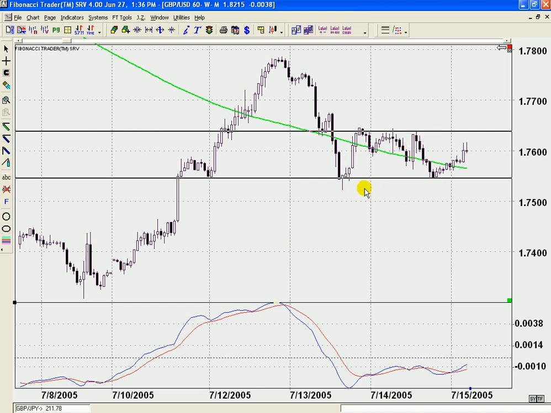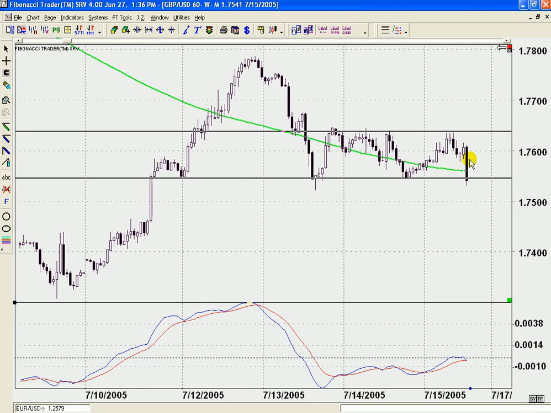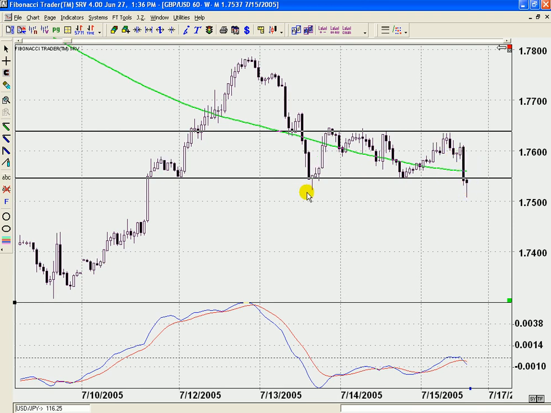Daily high, daily low, price comes up, bounces at the daily high. British 60-minute chart. Look what happens when it penetrates this low.